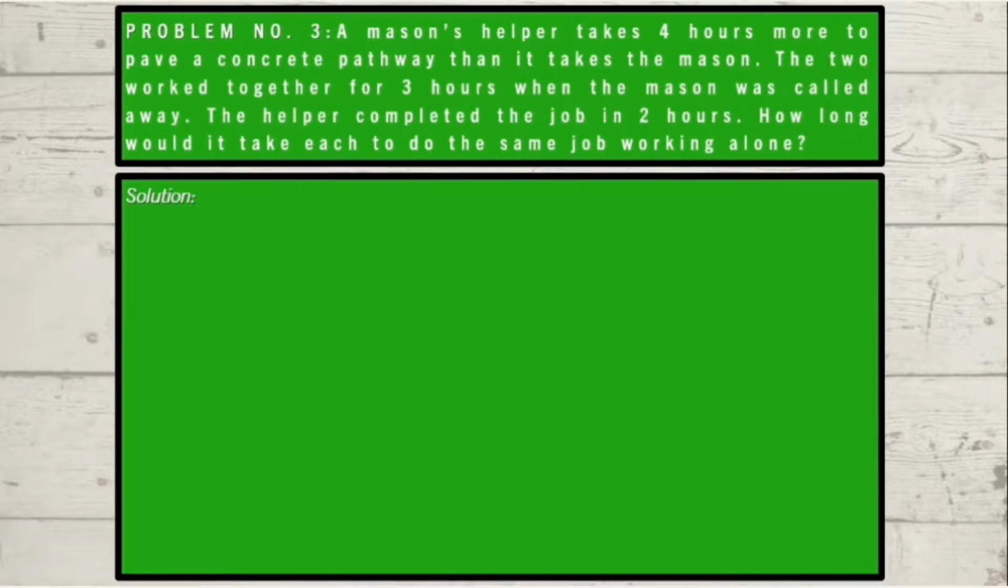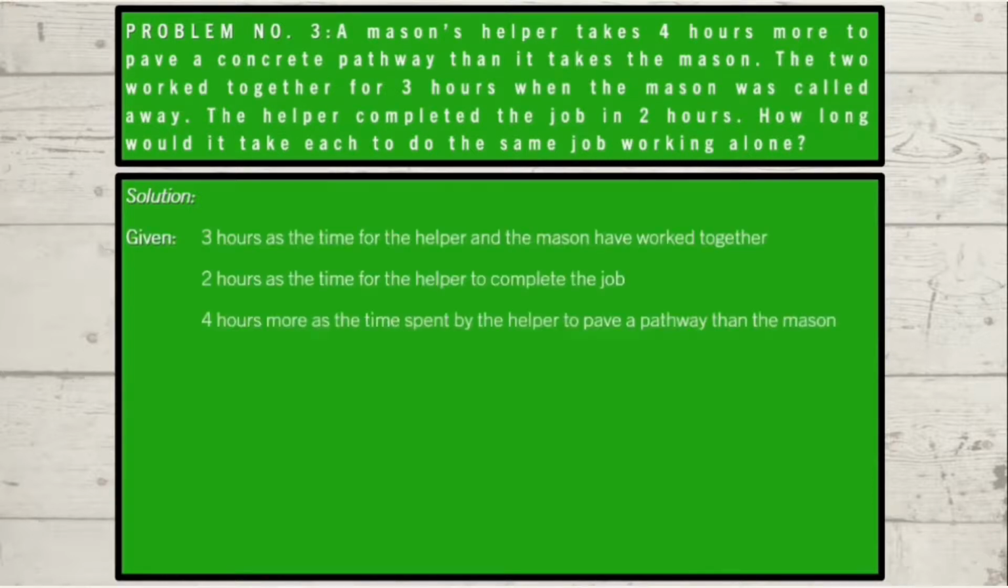As usual, we will be using our method, which is ARREST. For our analysis, let us find out the given and what is asked. For the given, we have 3 hours is the time the helper and the mason have worked together. 2 hours is the time for the helper to complete the job, and 4 hours more is the time spent by the helper to pave a pathway than the mason. What is asked is, how long would it take each to do the same job working alone?